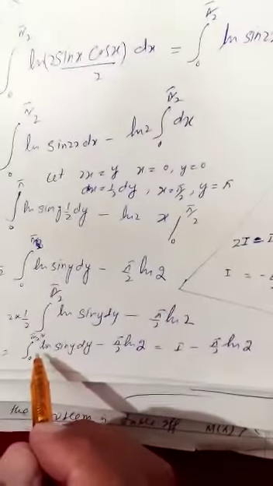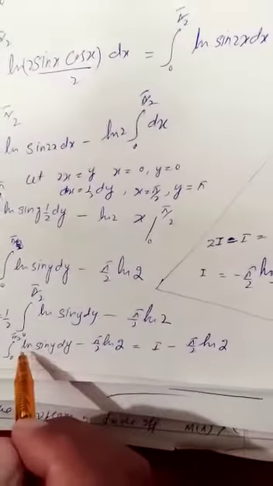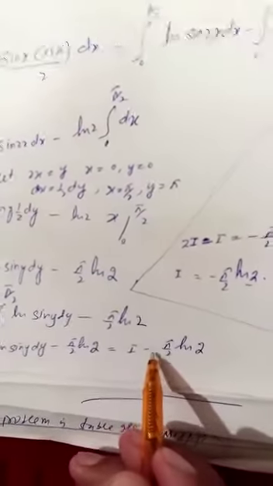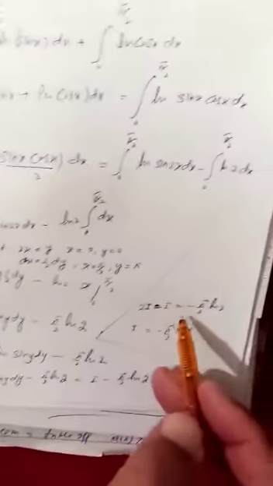Now we have studied already in the first property of definite integral that this is equal to the same function with the variable changed, I. So taking I on the left side, subtracting, 2I minus I is equal to minus pi by 2 natural log of 2, which is the required answer.